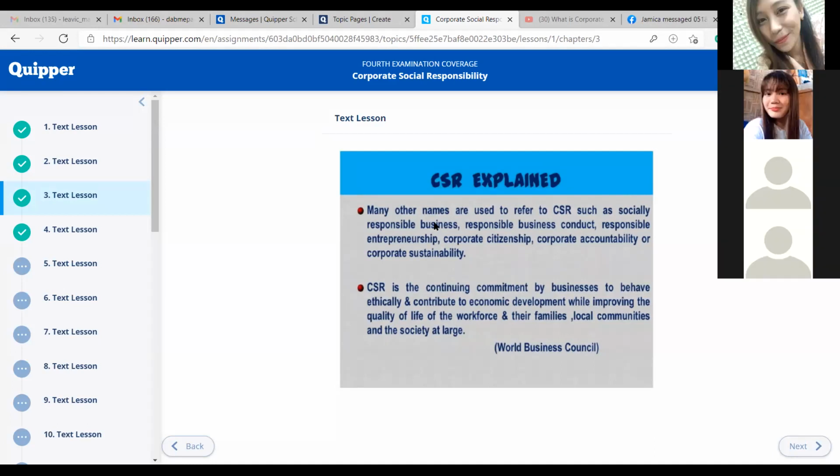Ito yung sinabi ko kanina. But this was from the World Business Council. So again, CSR is like, you are continuing the process, the thing that you do in your business. But at the same time, you need to behave ethically. Dili ka makakause o kaalautan sa society, no? Or sa kinatibukan man, no? That's why you can contribute to economic development, to the society at large, while improving the quality of life of the workforce, and sa imong empleyado, sa ilang pamilya, sa local community, and yun nga sa society at large.